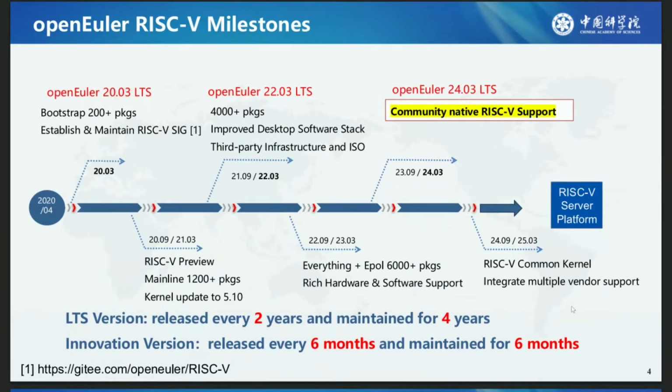So we have been developing the RISC-V version of OpenEuler since 2020. In the last 6 years, we have released more than 12 versions and finally got the achievement that RISC-V is now a tier 1 architecture supported within the community.